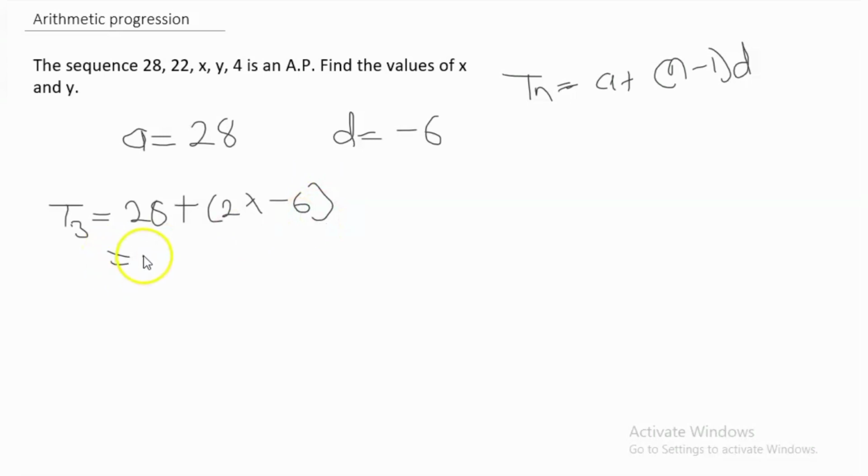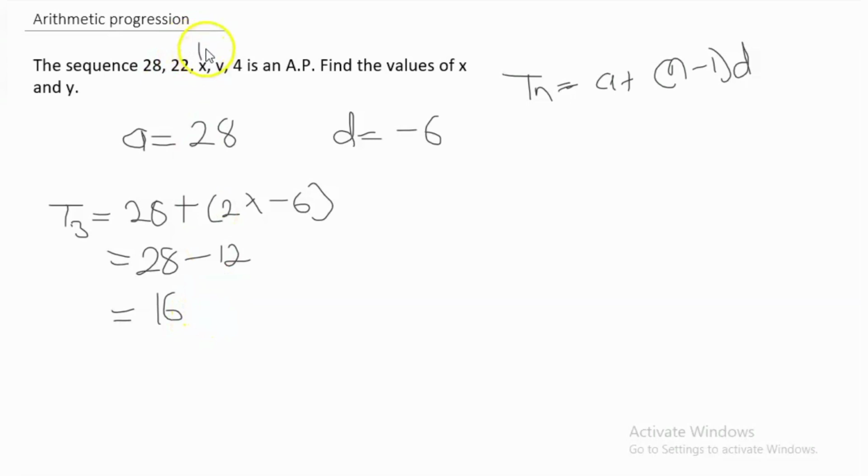Okay? So we have 28. 2 multiplied by negative 6 is negative 12, so we'll just write minus 12. So 28 minus 12 is, I'm pressing my calculator because I don't know math, equal to 16. So T3 is equal to 16, and this is our answer.